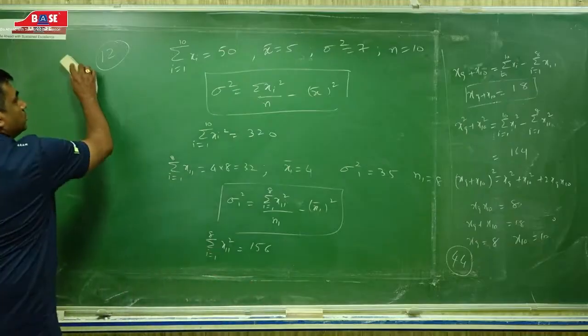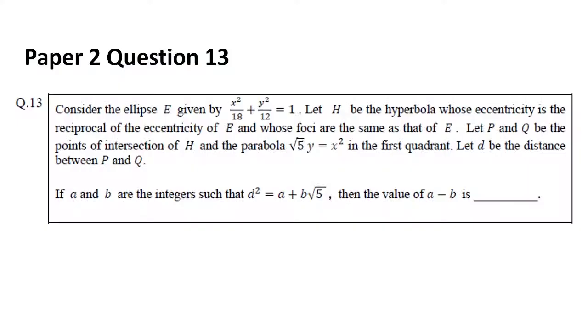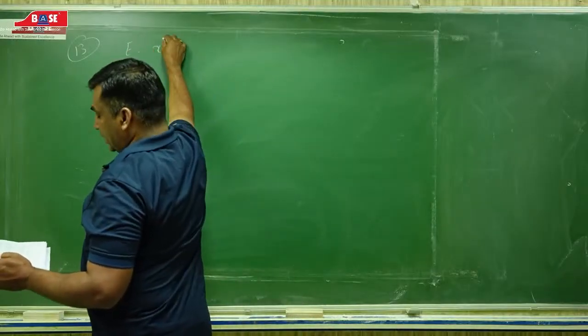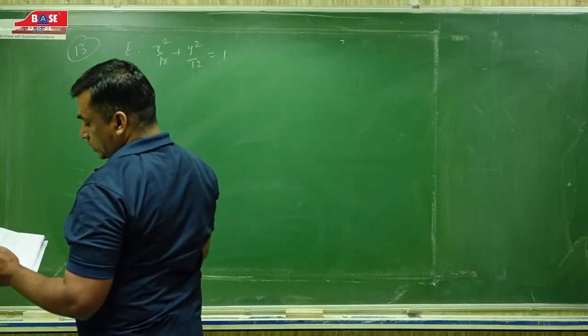Let us move to the next question, question number 13. Question number 13 is given in the form of an ellipse equation, which is x square by 18 plus y square by 12 equal to 1.